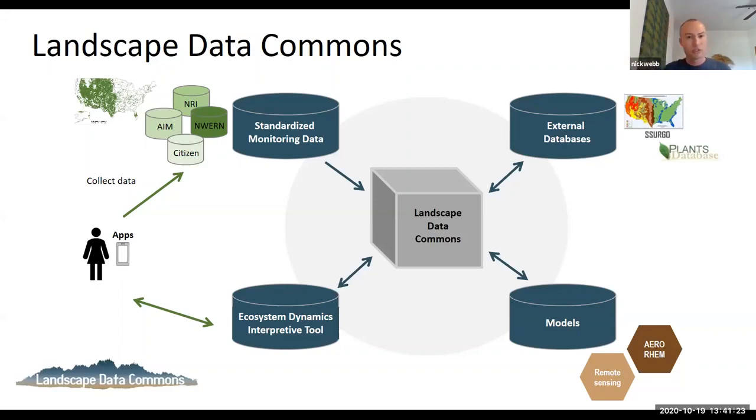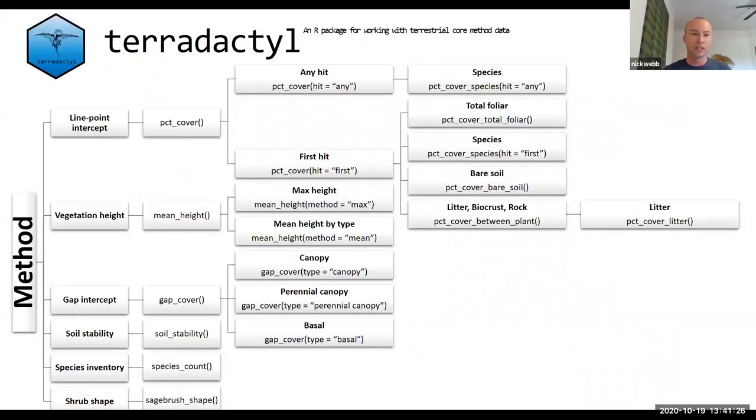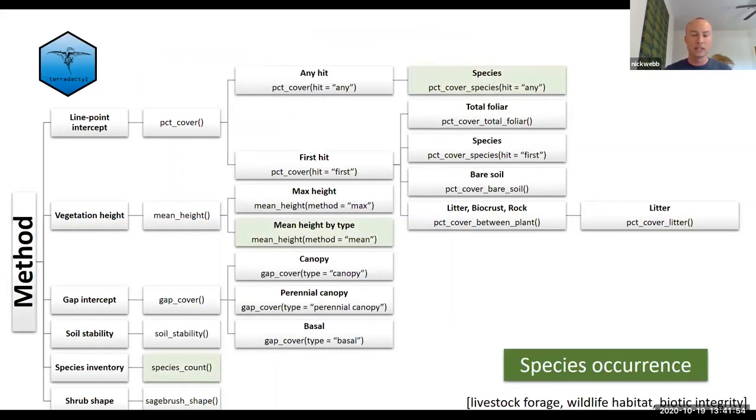So at the core of the Data Commons is an R package that Sarah McCord has developed. It's called Terradactyl, and it enables us to aggregate the different monitoring data sets, get them in a tall, tidy format, and from there it has a set of core functions that correspond with the different monitoring methods that enable us to calculate consistent and standardized indicators, as well as custom indicators across the various monitoring data sets. And this lets us look at things like species occurrence with different functions. So if we have questions about biotic integrity, livestock forage, and wildlife habitat, we can use those functions.